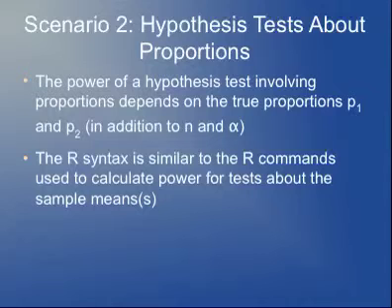Let's say you want to do power for a hypothesis test about proportions. In general, the power of a hypothesis test involving proportions will depend on the true proportions P1 and P2, in addition to the sample size and the significance level. And the R syntax is very similar to the R commands that you use to calculate power for tests on the sample mean or means.